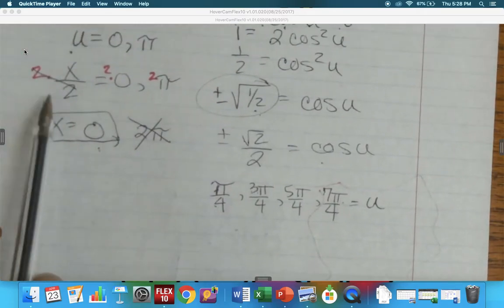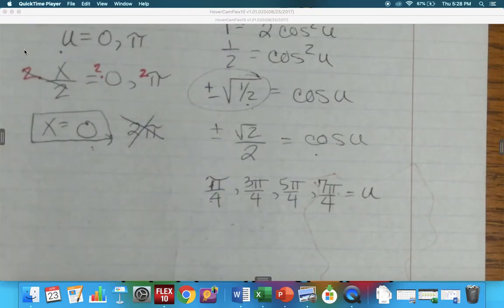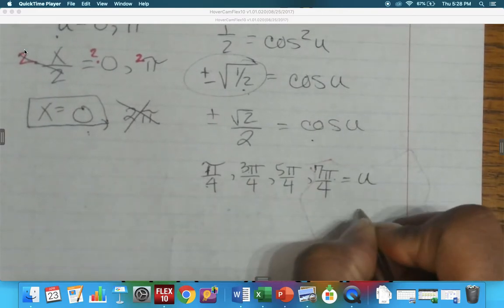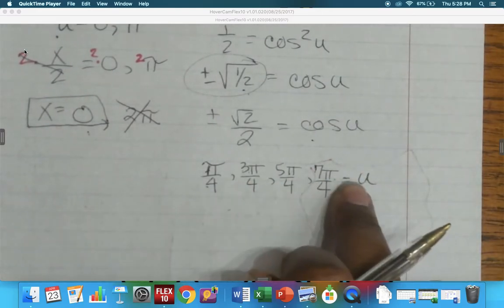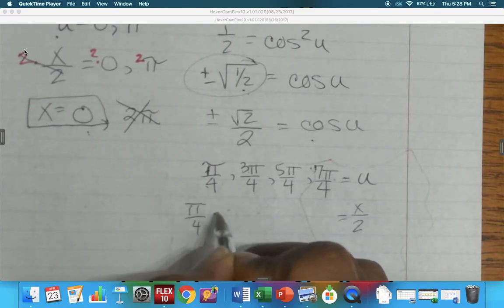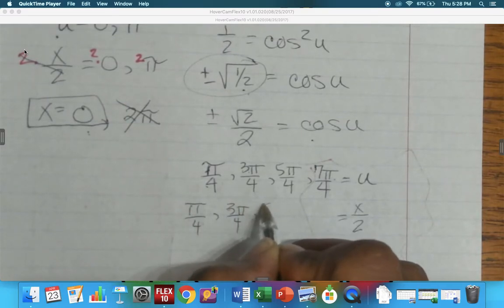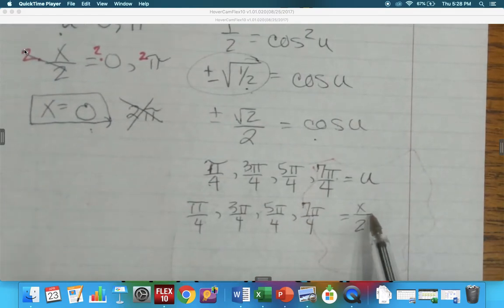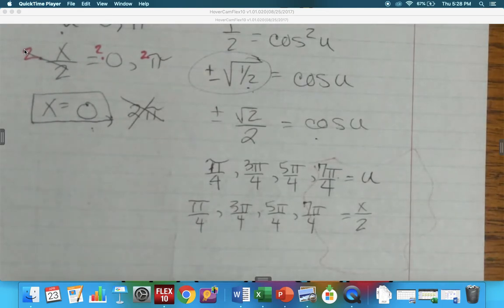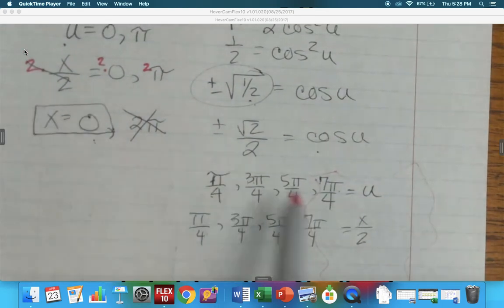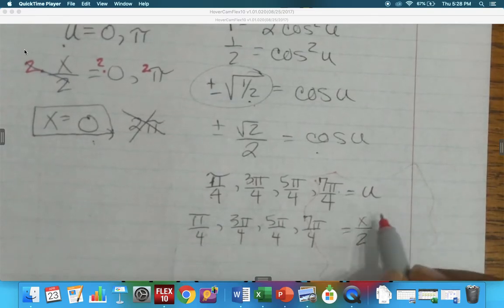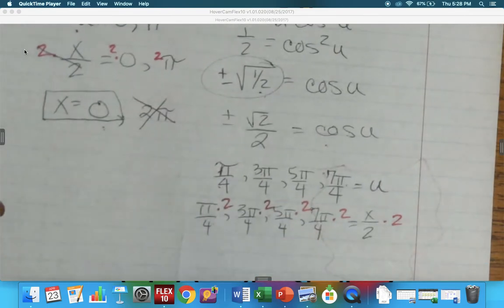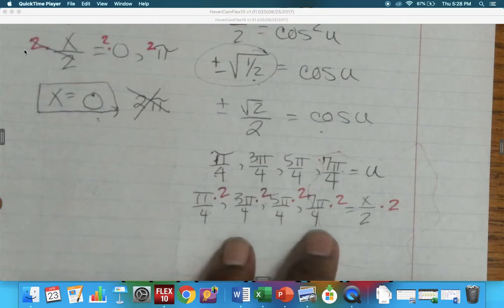But again, just like this one over here, u is not what we started with. We started with x over 2, so I need to make sure I replace u with x over 2. So that means x over 2 could be all these possible answers. Pi over 4, 3 pi over 4, 5 pi over 4, 7 pi over 4. And you could split them all up. There's 4 different options. And just like I did on this side, I'd have to multiply because I don't want x over 2. I want just what's the value of x. So I'd multiply each of these guys by 2. Right? I'm kind of taking a shortcut here, not wanting to write all 4 of these answers out.